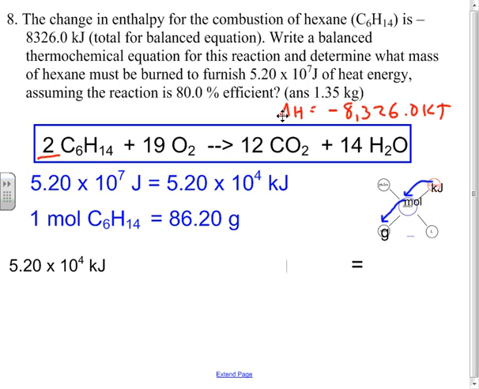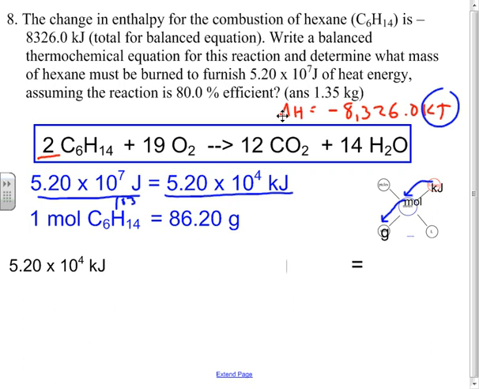And so we want to find out how many grams of hexane must be burned to furnish 5.2 times 10 to the 7th joules. Since the enthalpy is given in kilojoules, we're first going to convert our 5.2 times 10 to the 7th joules into kilojoules. So we divide by 10 to the 3rd, or just subtract 3 from 7 to get 10 to the 4th. And 1 mole of hexane is equivalent to 86.20 grams. And so we start with the given 5.2 times 10 to the 4th kilojoules.